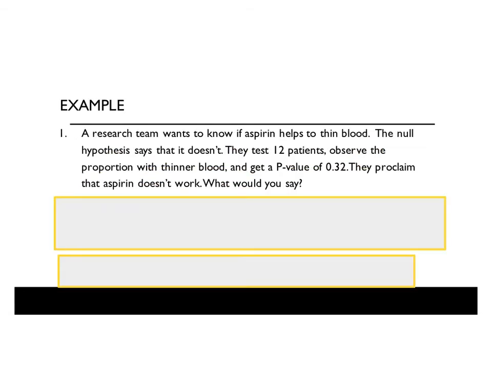So in our next example, a research team wants to know if aspirin helps to thin the blood. The null hypothesis says it doesn't. They test 12 patients, observe the proportion with thinner blood, and get a p-value of 0.32. They proclaim that aspirin doesn't work. What would you say?